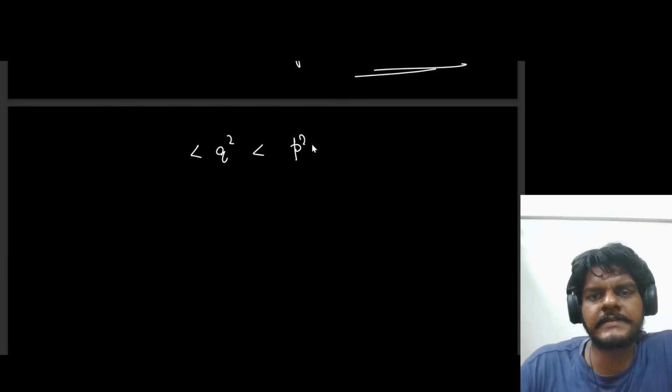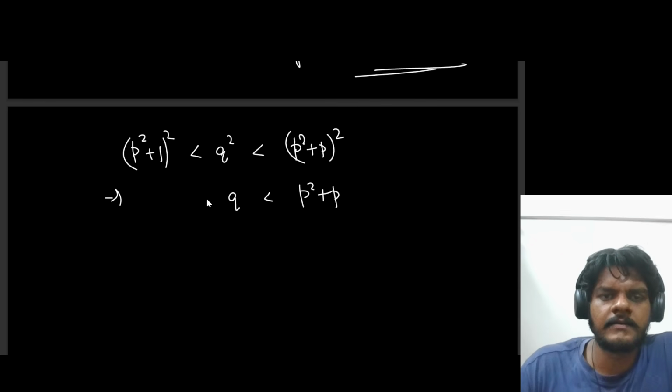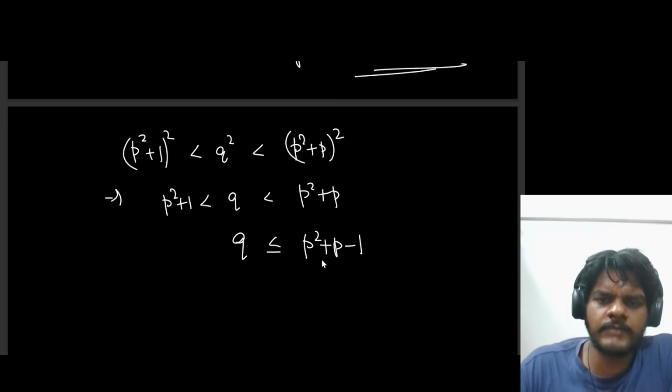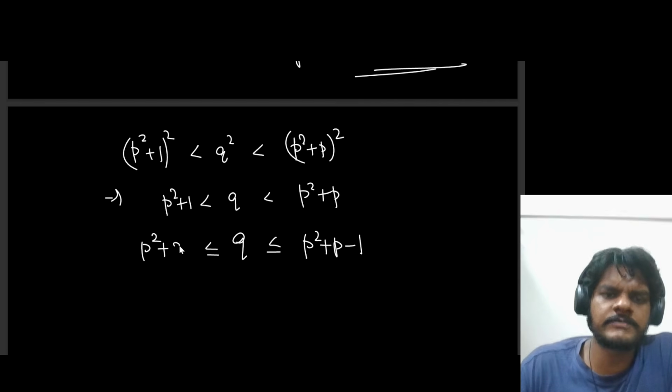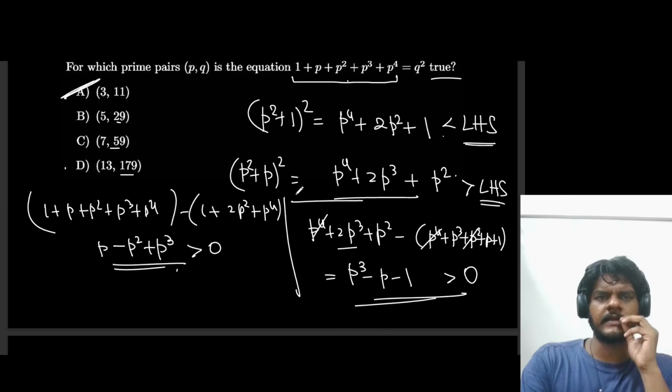So we have that q² is between (p² + p)² and (p² + 1)². So we can actually say that q is between p² + p and p² + 1. So if you actually check, that means q is less than or equal to p² + p − 1, greater than or equal to p² + 2. All right. So this is one thing.